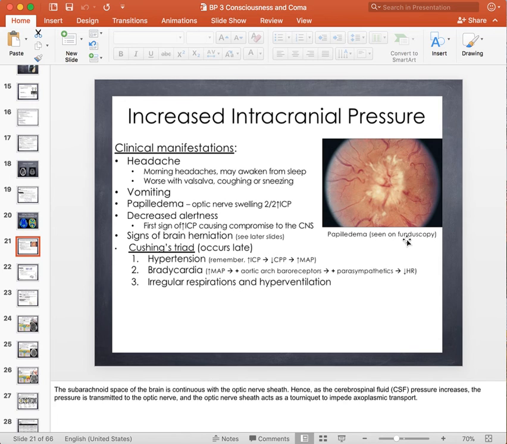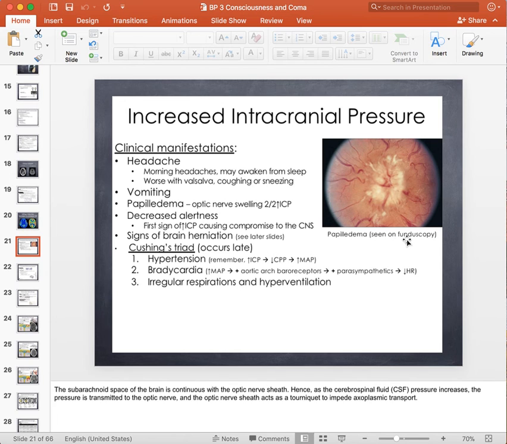You start becoming really worried when you start getting decreased alertness, because that is the first sign that your vascular structures are being compromised and your cerebral perfusion pressure is dropping. Signs of brain herniation or Cushing's triad mean you're really in the danger zone, because these occur really late.